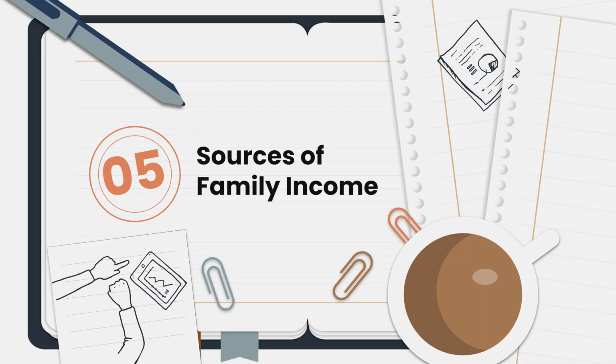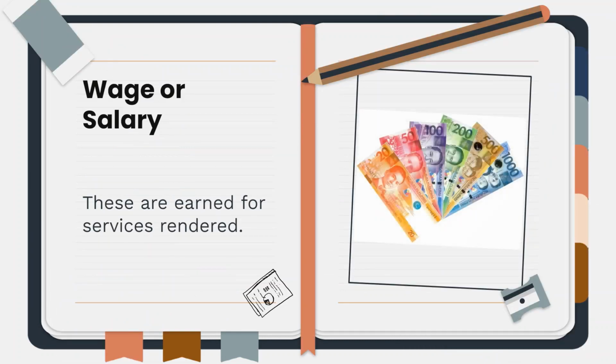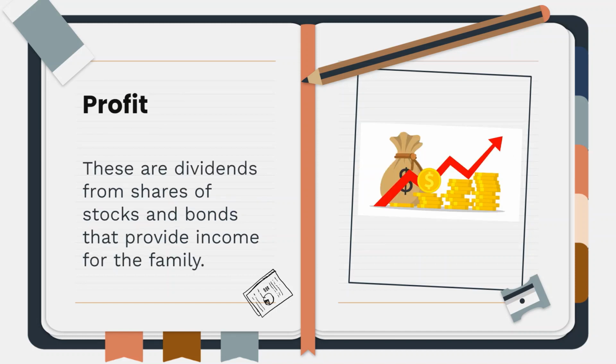One source of family income is wage or salary. It is earned for services rendered. This is the money paid to the father, mother, or children who work. Another is profit from business and investments. These are dividends from shares of stocks and bonds that provide income for the family. This also includes profits made from operating a business.